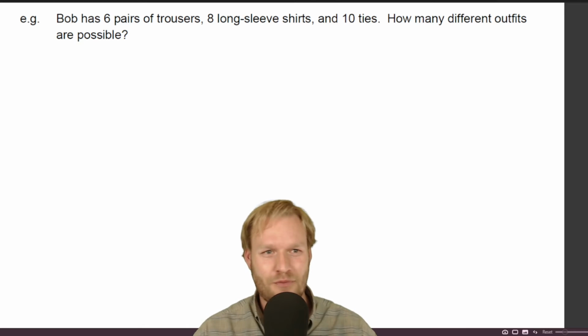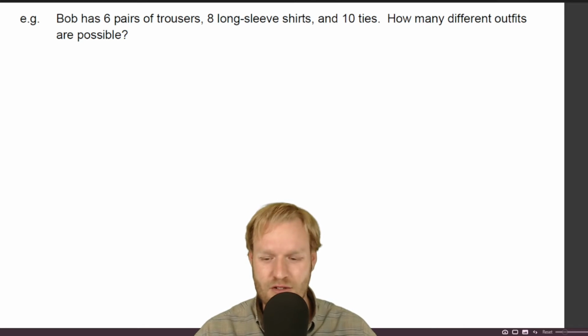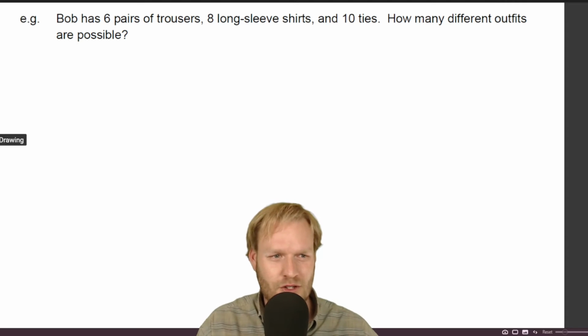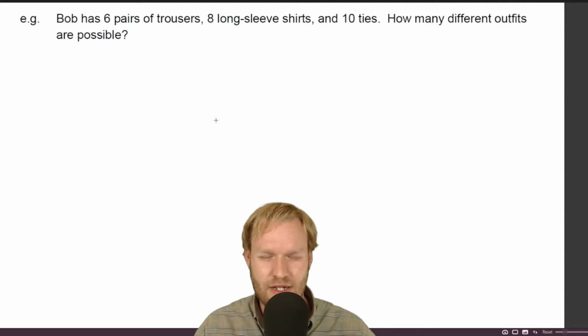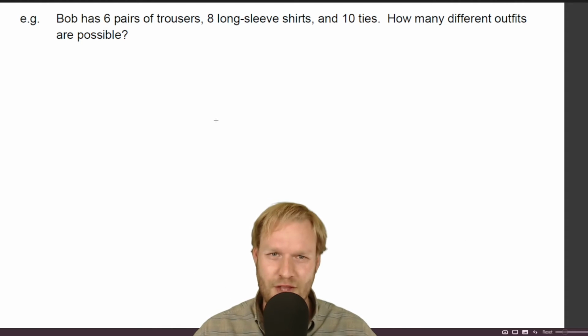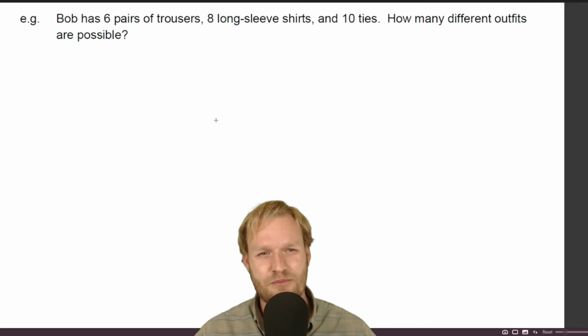Okay, so there we are. Bob has 6 pairs of trousers, 8 long sleeve shirts, and 10 ties. How many different outfits are possible? So given that we did one very similarly earlier, maybe just jot down quickly what's your method, and then what answer do you get?